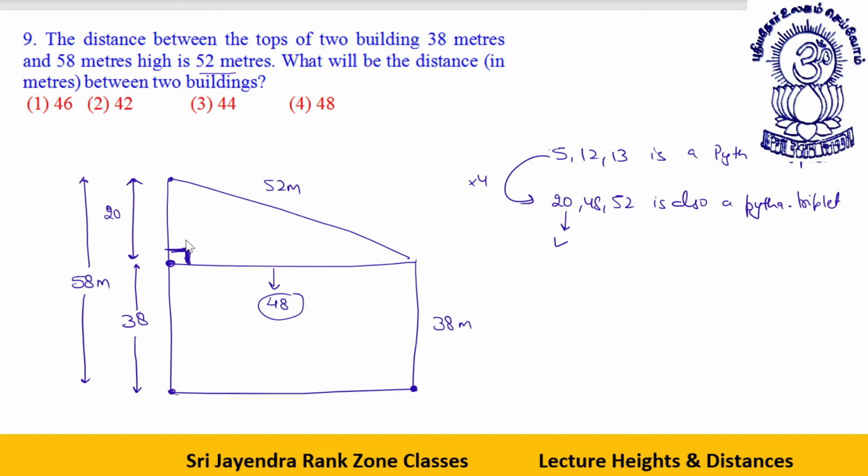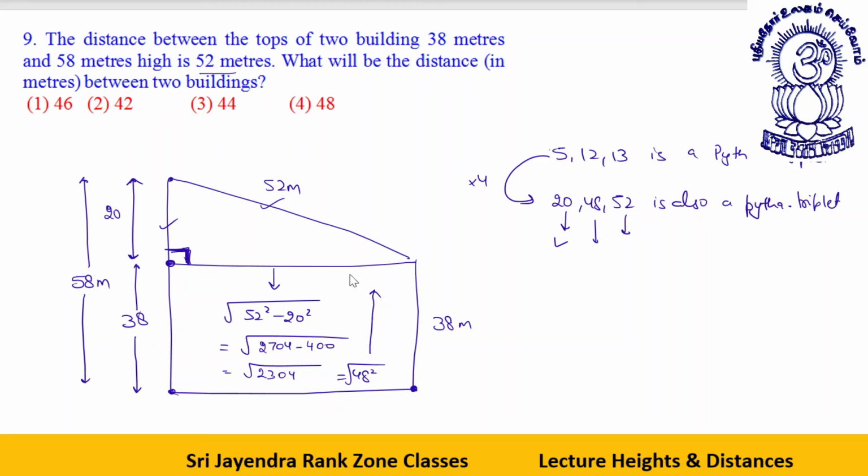Why? We have one side 20, we have one side 52, so the remaining will be what? You can also find it using the Pythagoras theorem formula: 52 square minus 20 square. 52 square is 2704, minus 20 square is 400. This becomes under root 2304, or 48 square. So that will come out to be 48 meters. Option number 4 is the answer.